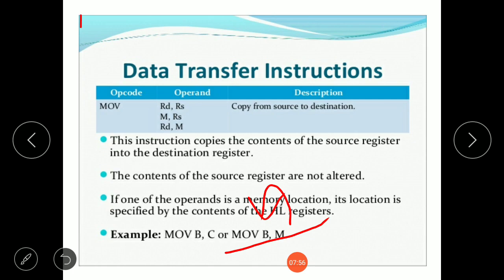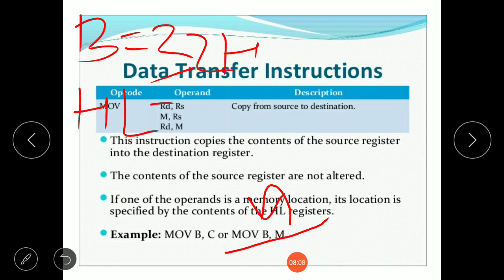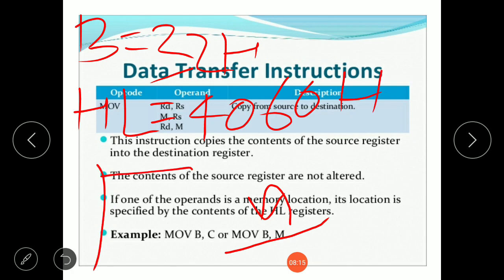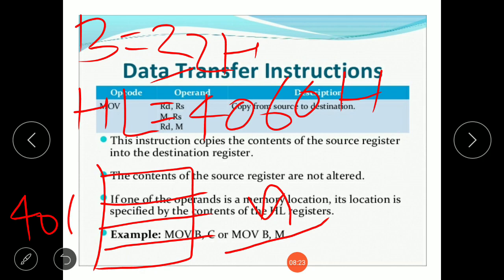Suppose the content of register B is 32H. Now the content of the HL register pair is 4060H, and in the memory that is attached with the 8085 microprocessor, the memory location 4060H has the content 20H.